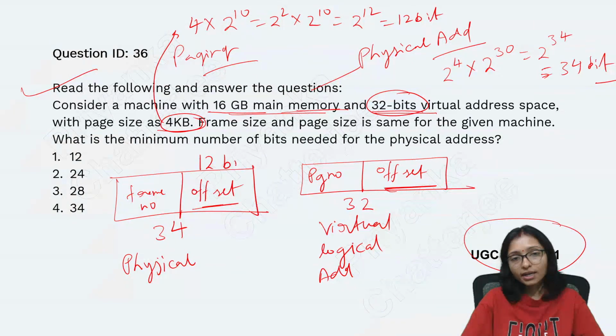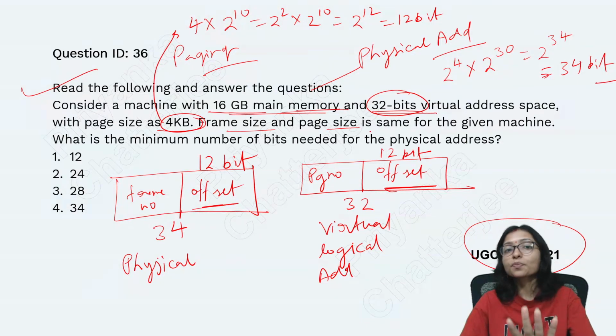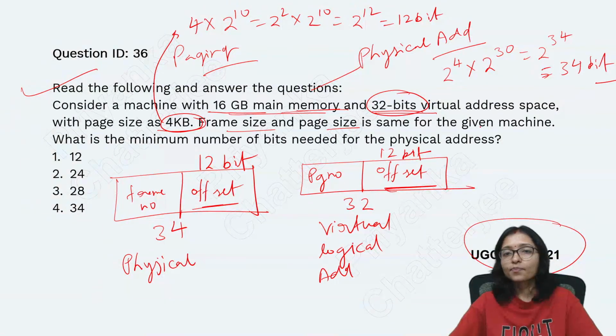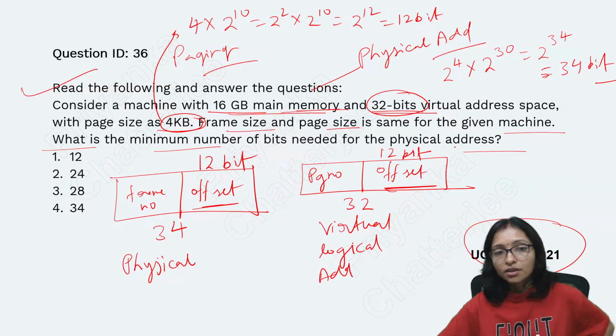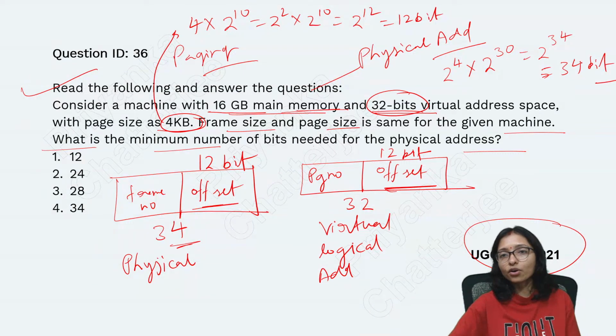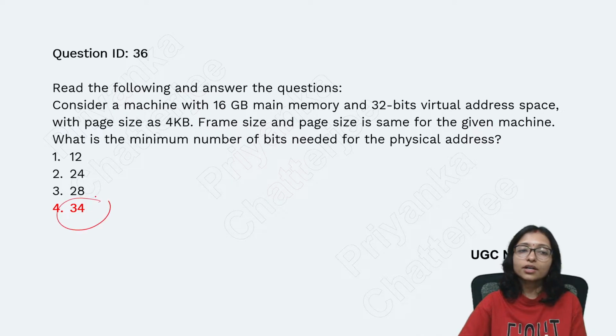So from here you are getting 12 bit is offset. Here also 12 bit will be the offset. Now frame size and page size is always the same. Offset means actually page size or frame size. Now, given the machine, what is the minimum number of bits needed in the physical address? Physical address, just now I calculated that, 34 bit. So that's why we got the 34.